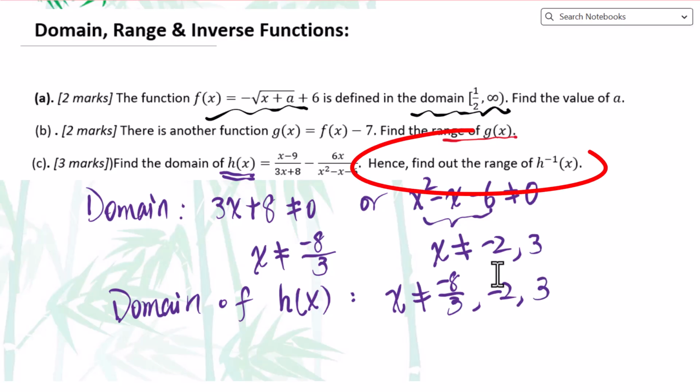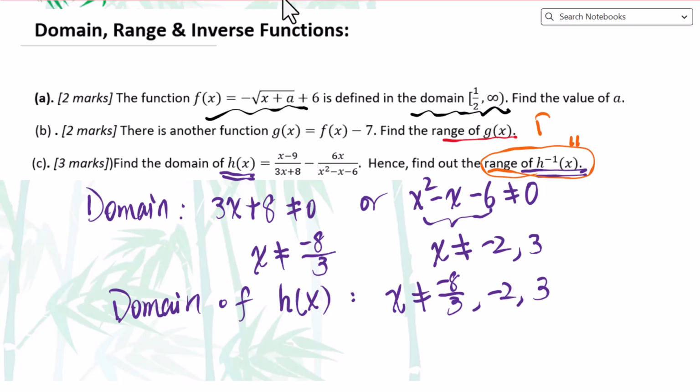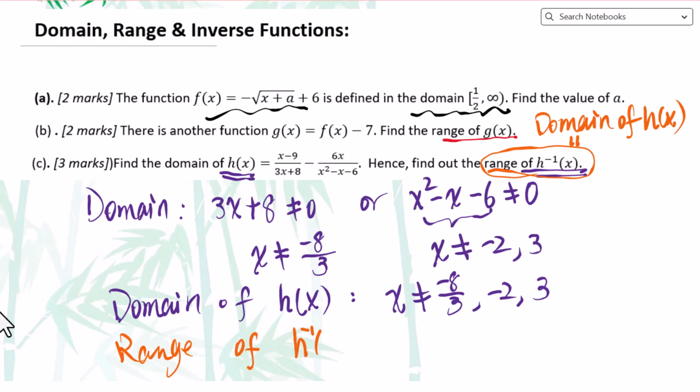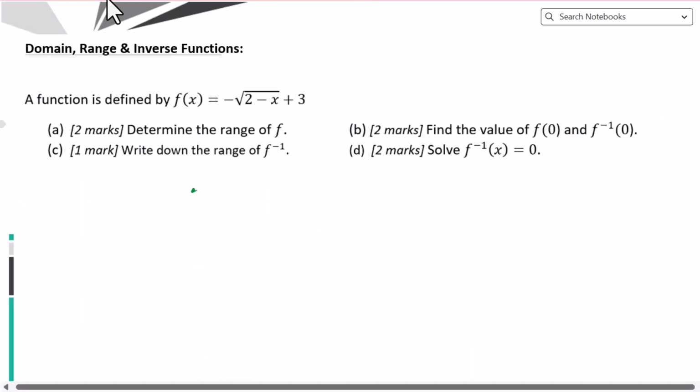Hence, find out the range of inverse of h of x. We do know range of inverse of h of x is the same as the domain of h of x. So we can get the answer directly. Range of inverse of h of x is x is not equal to negative 8 over 3, negative 2, 3. Let's go to next question.